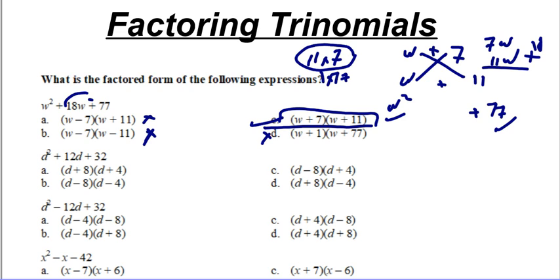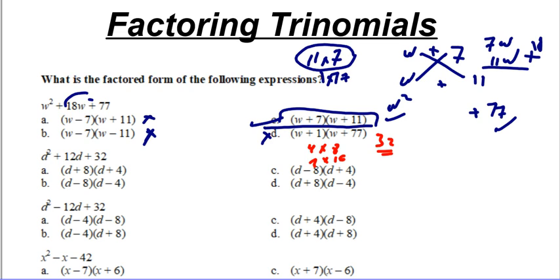The next one, D square plus 12D plus 32. D square plus 12D plus 32. Now 32 means 4 multiply 8, 2 multiply 16, and 1 multiply 32. Now look at the answer.